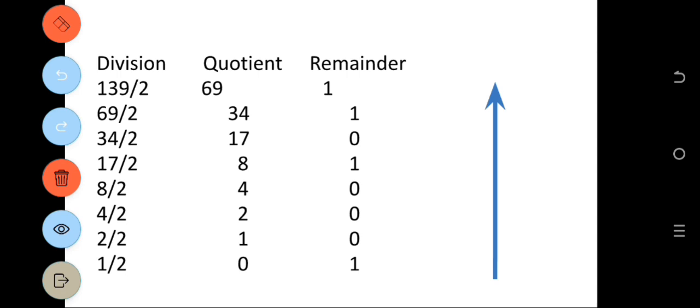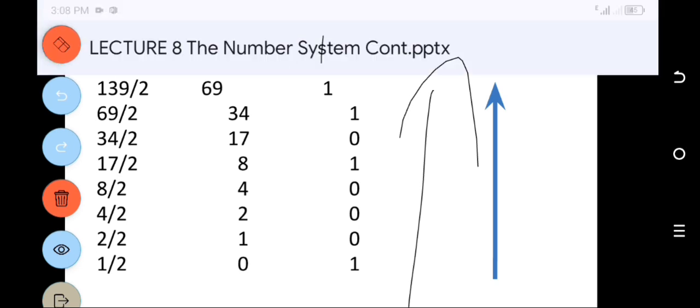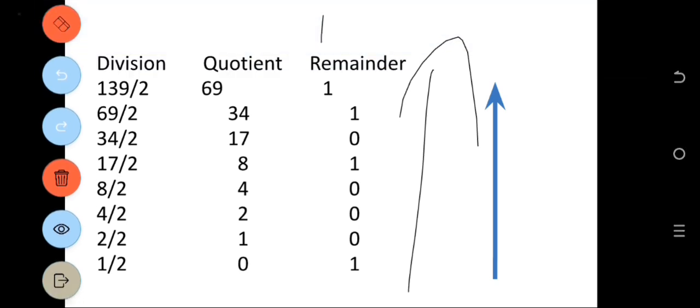And 17 divided by 2 is 8. 8 divided by 2 is 4. 4 divided by 2 is 2. 2 divided by 2 is 1. And 1 divided by 2 is 0. And to get the binary conversion of this, you just have to write this from bottom to top, like 1, 0, 0, 0, 1, 0, 1. That's the result of that. Okay, that's the conversion of decimal to binary.